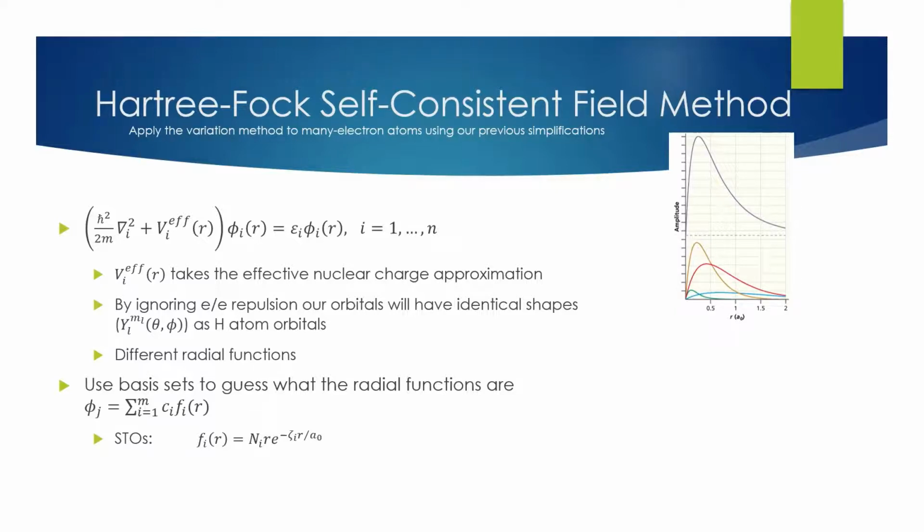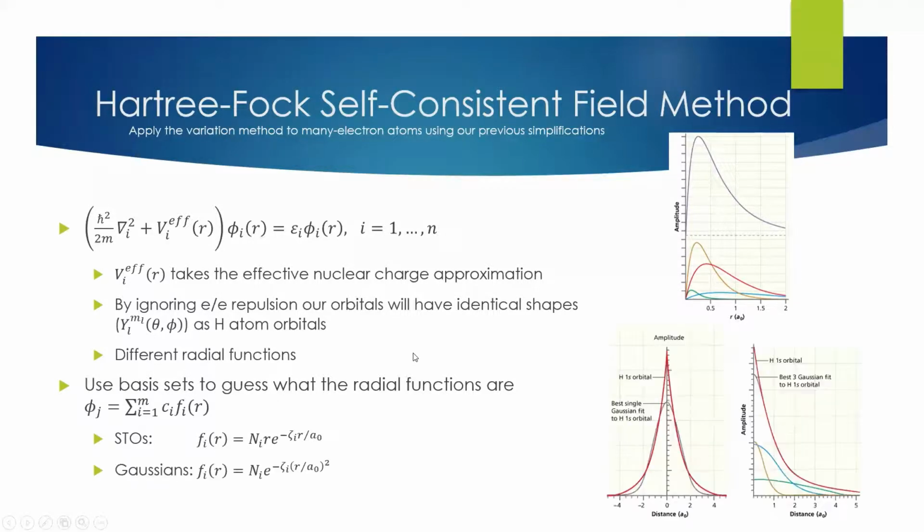And what we do, and you might be able to guess this from the name of the program that does quantum mechanical calculations, is we use Gaussian functions. And we use Gaussian functions because they are easier for computers to handle. They're easier to take derivatives of and integrate and so forth.